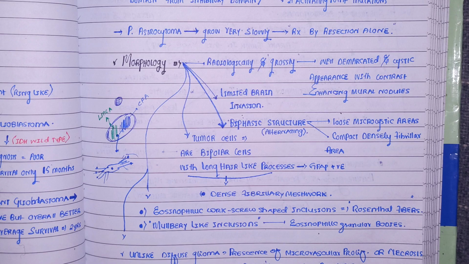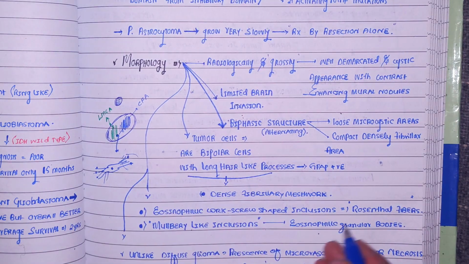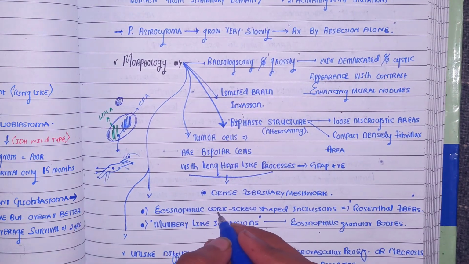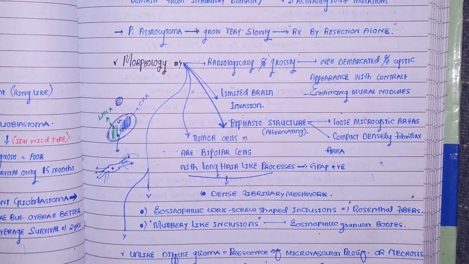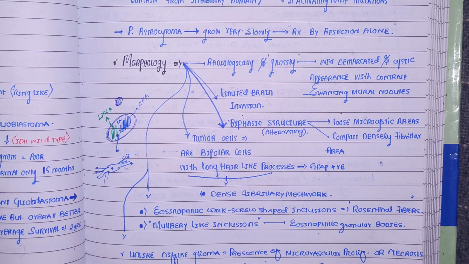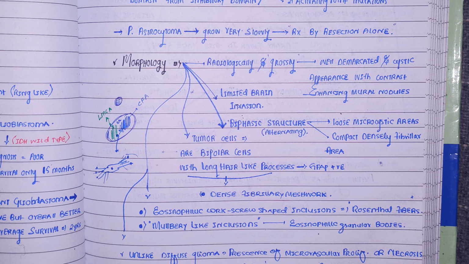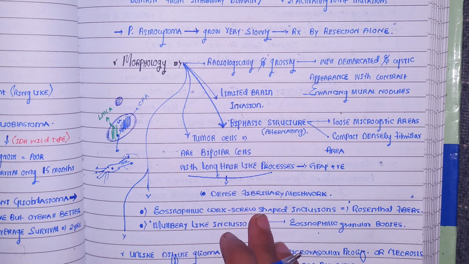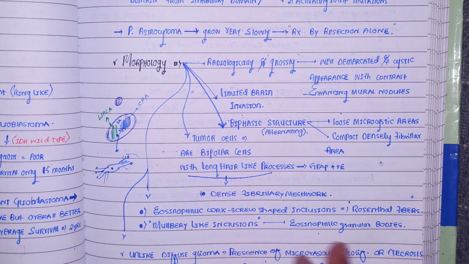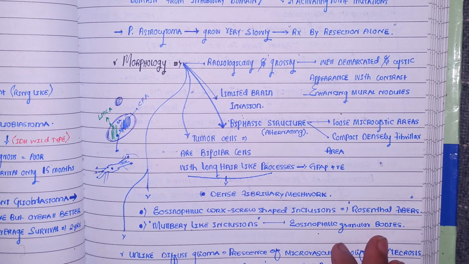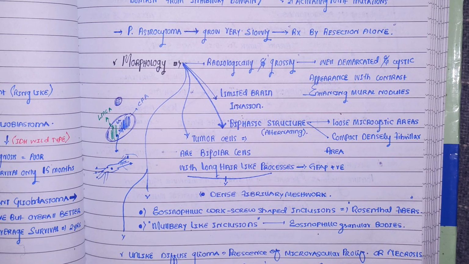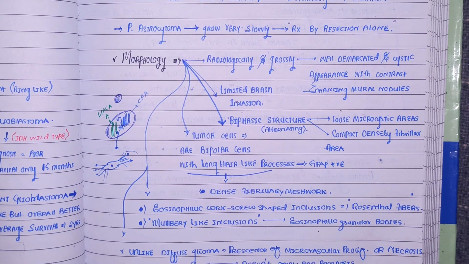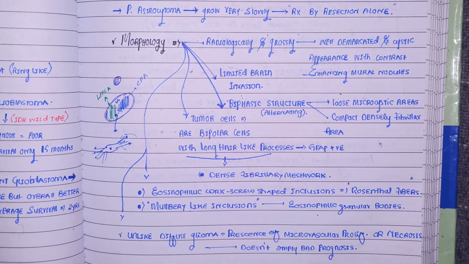What are the Rosenthal fibers that you will see in this tumor? Rosenthal fibers are nothing but the eosinophilic cork-screw-shaped inclusions present in the tumor. So these are the Rosenthal fibers, and the mulberry-like inclusions, these are the eosinophilic granular bodies, not the cork-screw-shaped inclusions. Mulberry-like inclusions are the granular bodies. Remember the difference. They are more granular, they are more cork-screw-shaped. Rosenthal fibers and the mulberry-like inclusions. You have to keep the difference in mind, right?